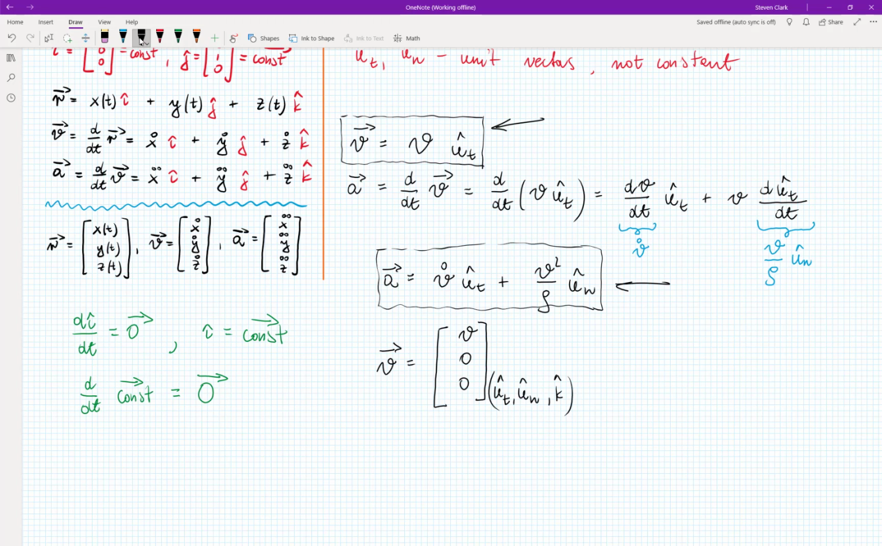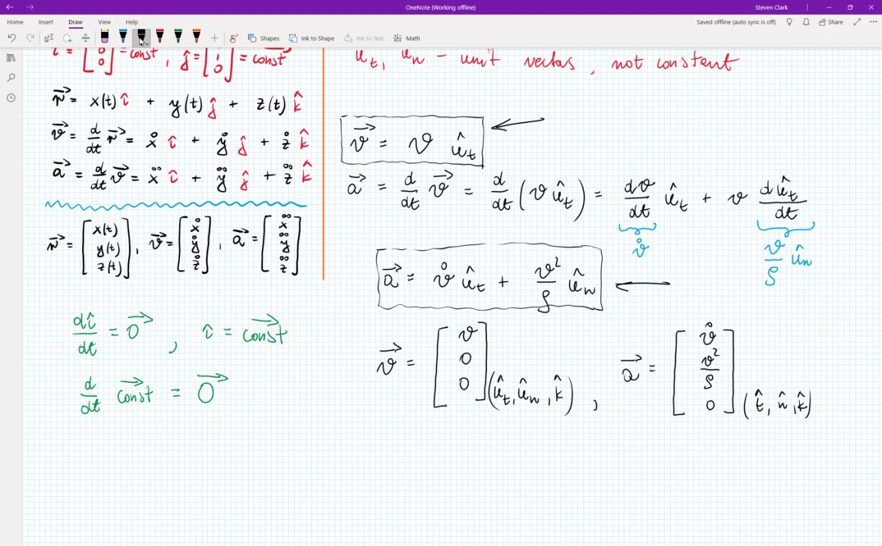How about A? A will have such form: V dot, V squared over rho, 0. And I'm going to have a shorthand notation, so in here I will just put T, N, and K. By doing that, I just indicate the coordinate system I'm expressing my vector in. Yeah, that's clear?